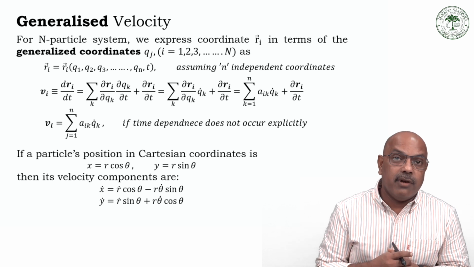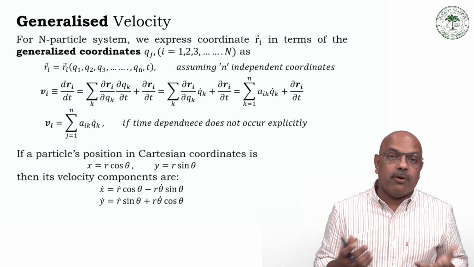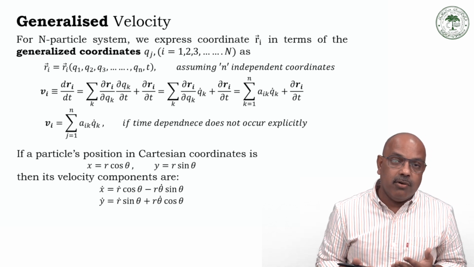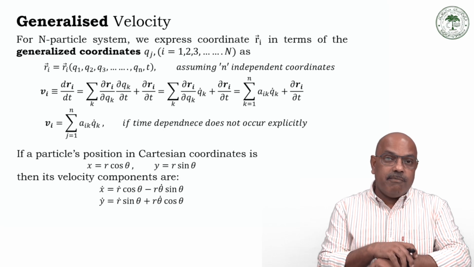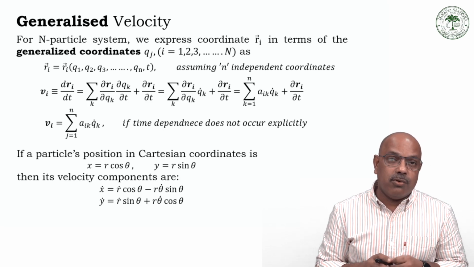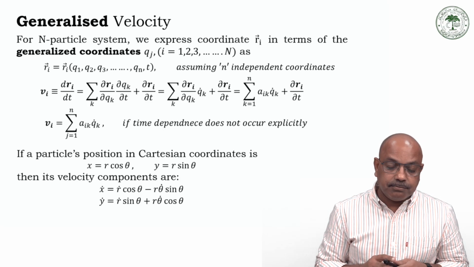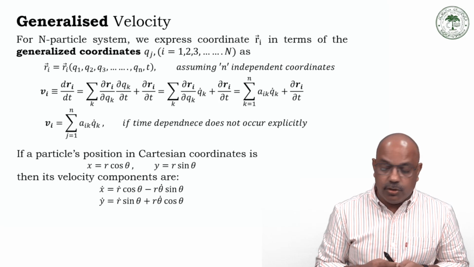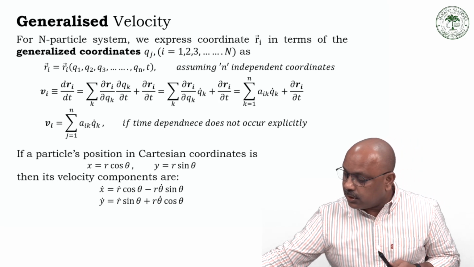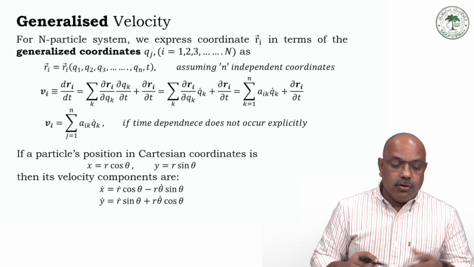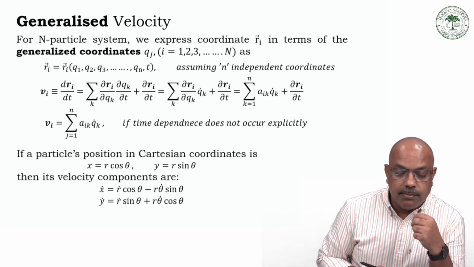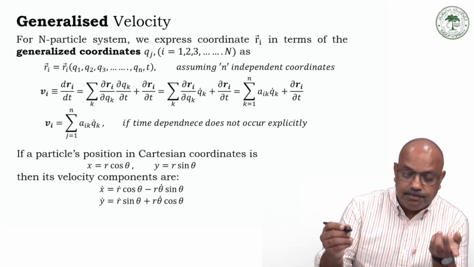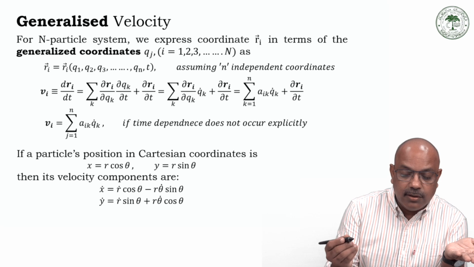the generalized velocity. As we have a coordinate, if we differentiate it, we're going to have the velocity. So if my coordinate is a generalized coordinate, and I differentiate it, this is going to be the generalized velocity.